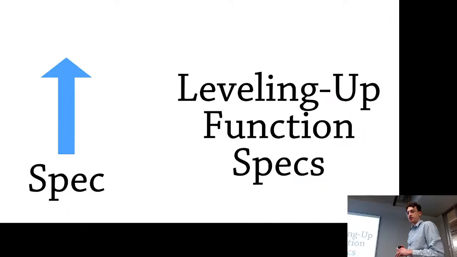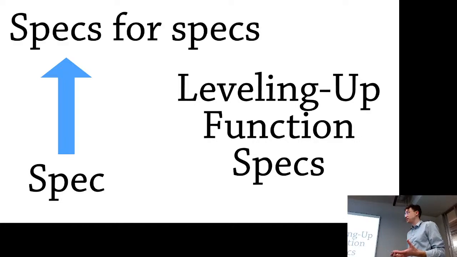All right, so back to it, let's wrap this talk up. We've been talking about leveling up function specs, and it's not a derogatory thing. I'm not saying let's improve them. I'm literally saying we're going an abstraction level above. Spec is concrete, and all these spec libraries are a great foundation to build on. So one way to think of this is specs for specs. It's a meta-linguistic sort of leveling up.